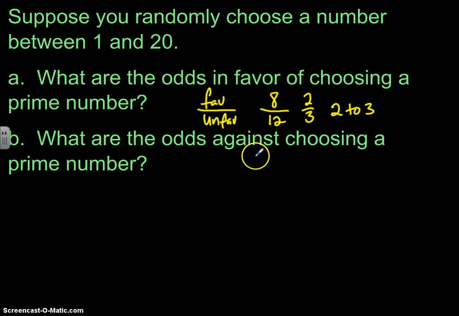What are the odds against choosing a prime number? Well, if odds in favor of choosing a prime number are 2 to 3, remember the odds against just flips the formula. So we would say 3 to 2.